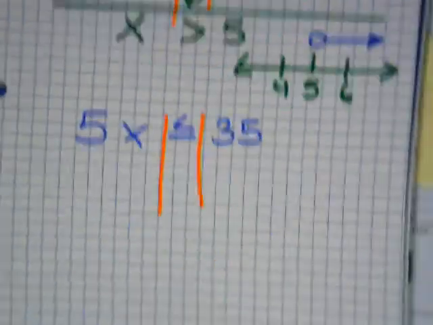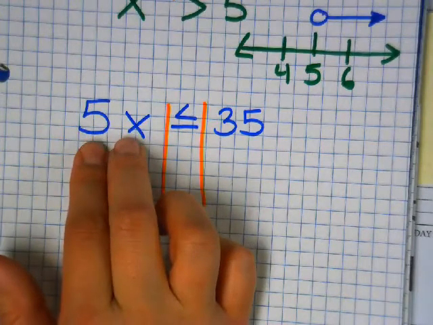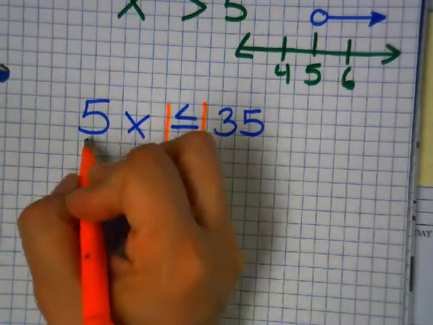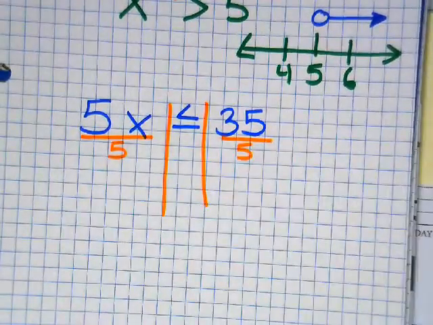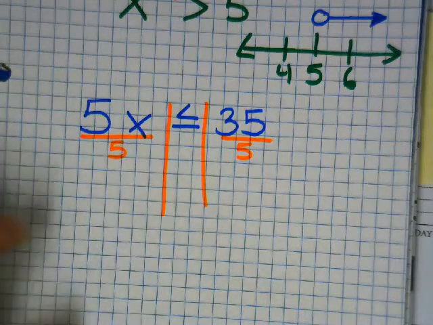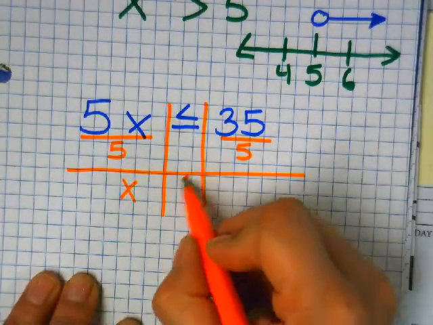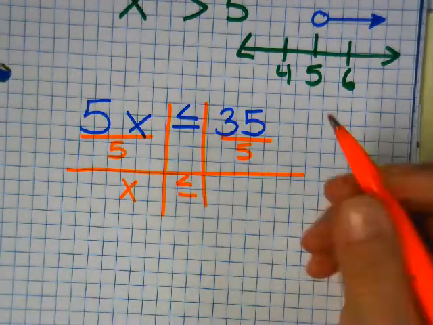Now, what does it mean when it's 5 and x together? Multiplication. So what are we going to do? Division. We're going to divide by 5. We're going to divide by 5. x, what is this called? Less than or equal to. What's 35 divided by 5? 7.